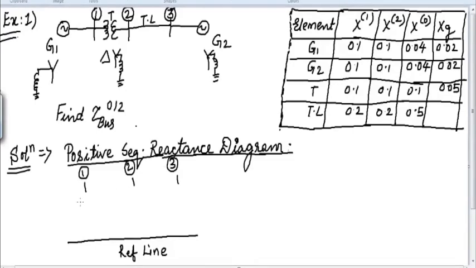After this, we connect the elements to the reference one by one and draw them accordingly. From bus number 1 there is a generator connected, so we draw the generator in this way. Then from bus number 1 to bus number 2 we have a transformer, so we draw the reactance of the transformer in this way. Then from bus number 2 to bus number 3 we have a transmission line, so we draw the transmission line reactance. Finally, we have another generator, G2, which we draw in this way.